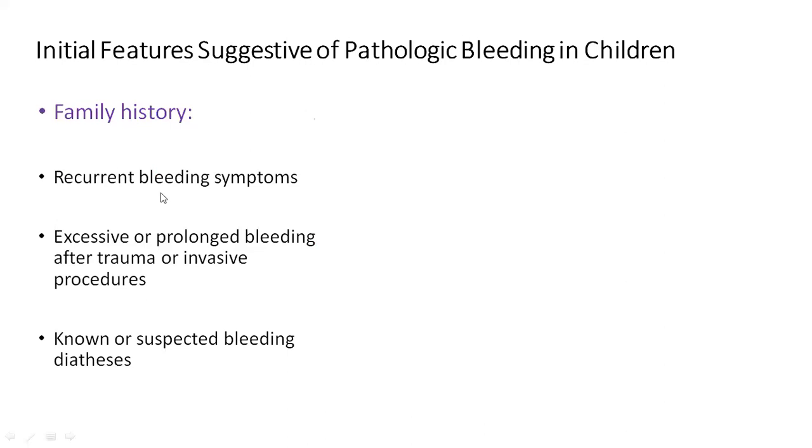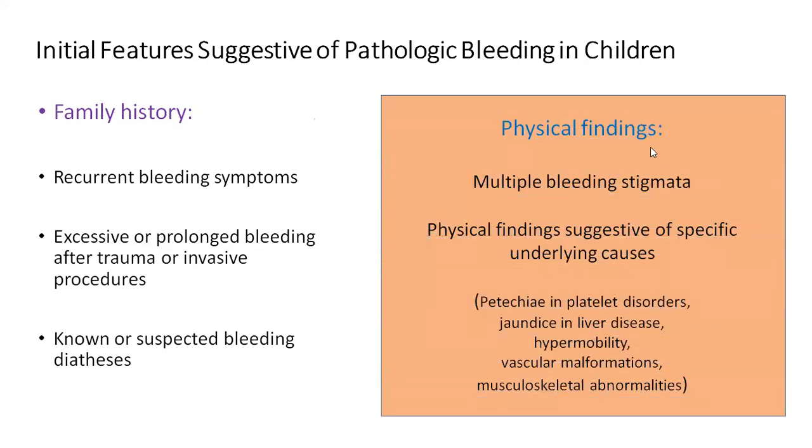And if you have a family history of recurrent bleeding symptoms, a known bleeding disorder in the family, and excessive prolonged bleeding during trauma or invasive procedures in family members, it's very important. So this tells us of some ongoing familial bleeding disorder. And physical findings, if you have multiple bleeding stigmata, like epistaxis, bruises, and petechiae, then you need to think it's not simply physiological, it should be pathological.